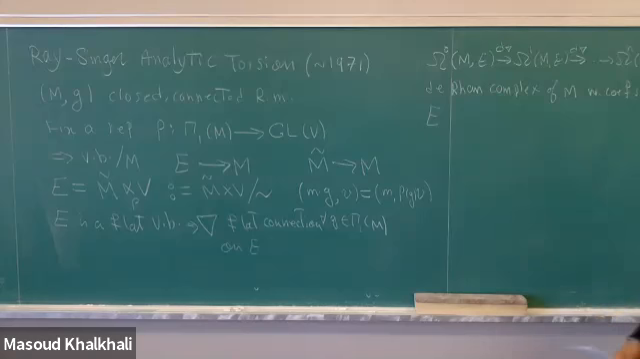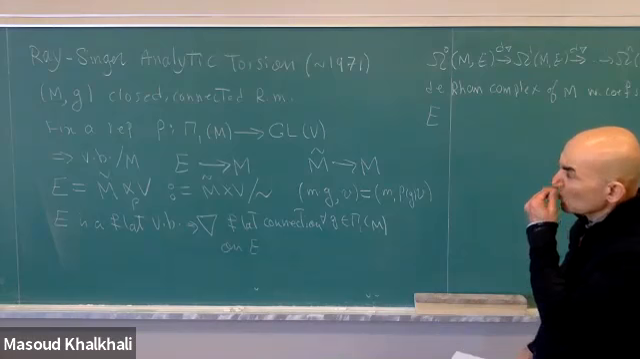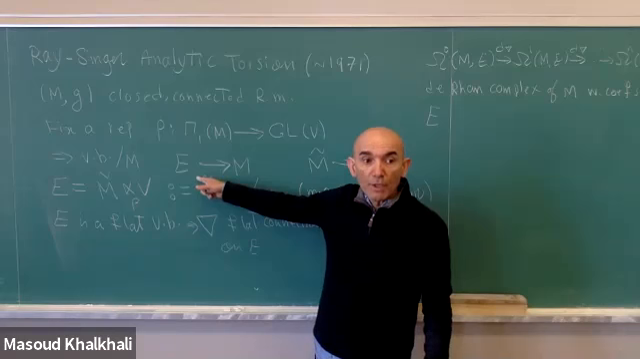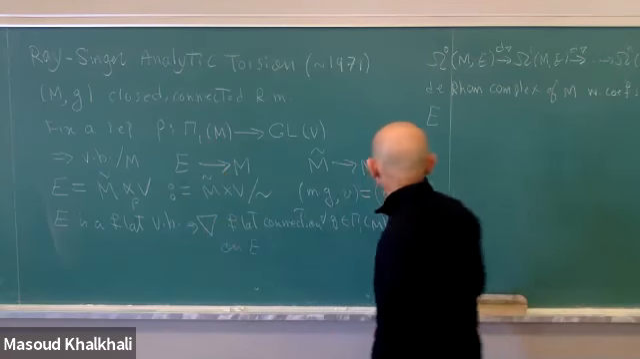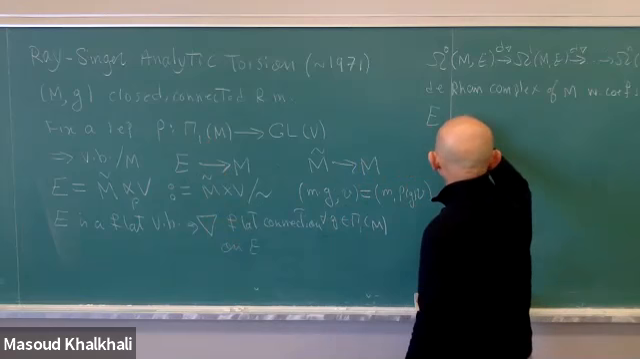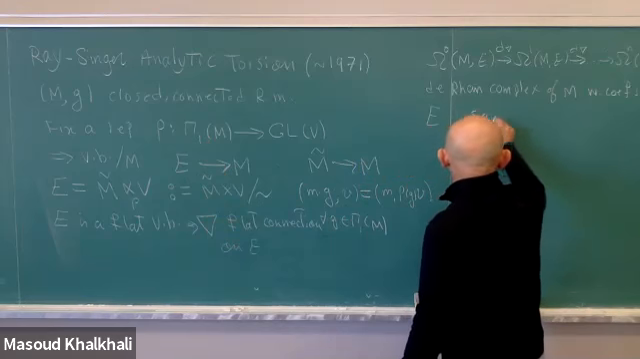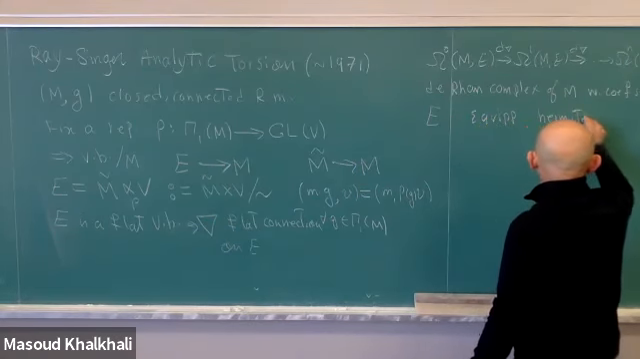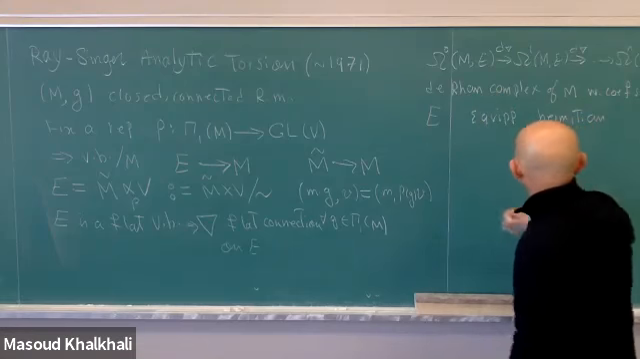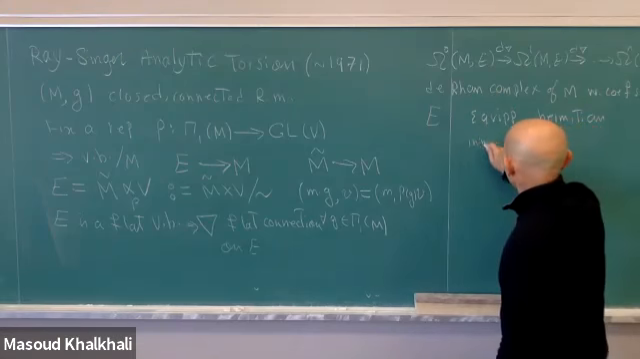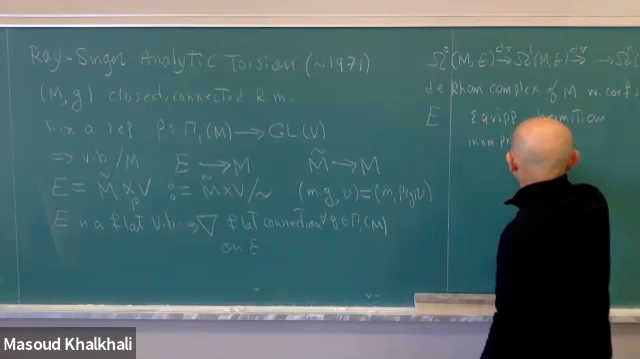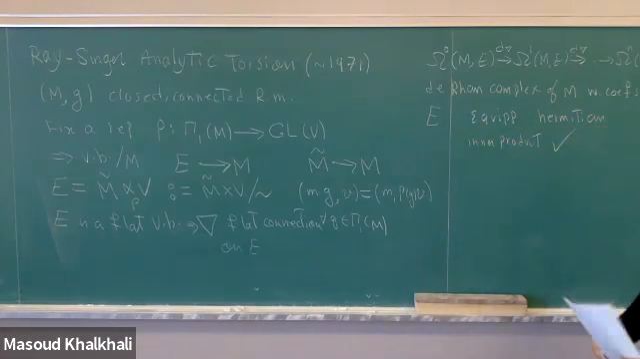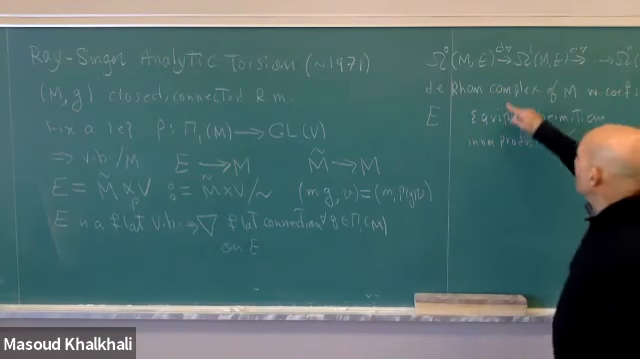Then what you can do, you can equip this vector bundle with a Hermitian, fiber-wise inner product. This we can do. Then you can take the adjoints of this.